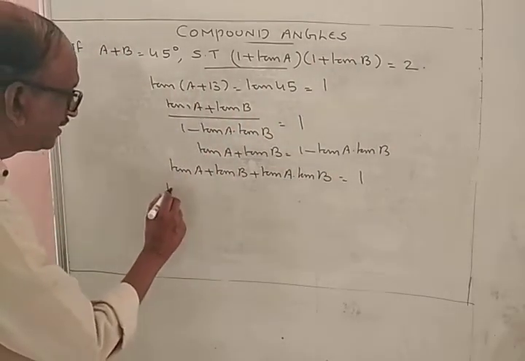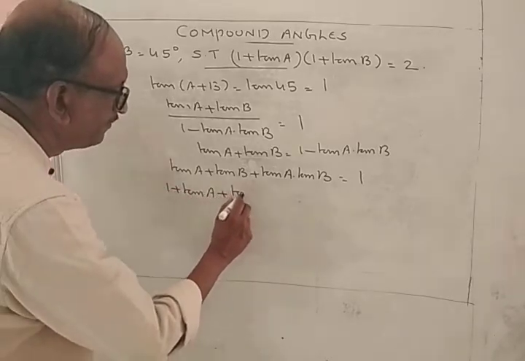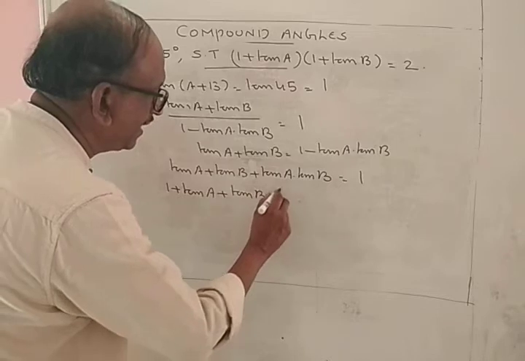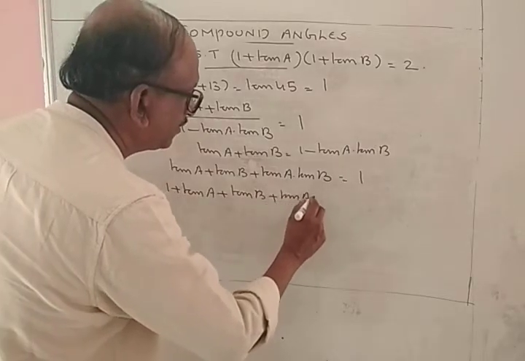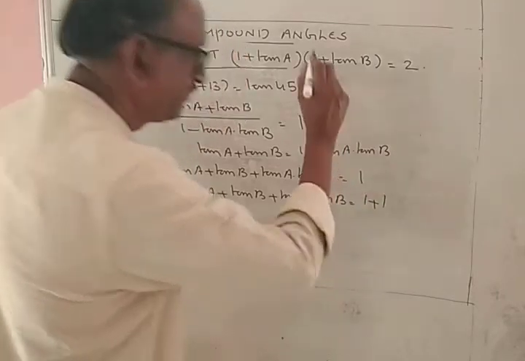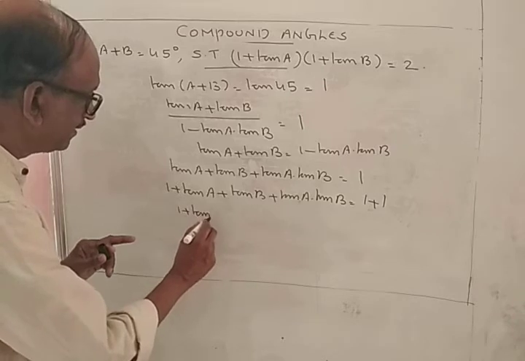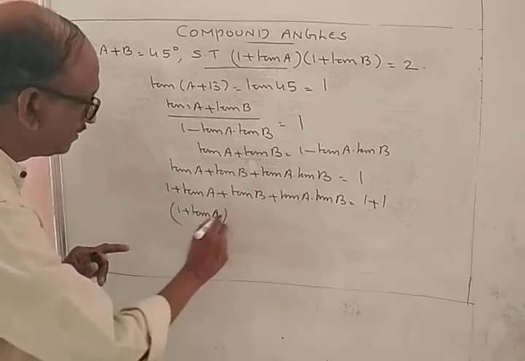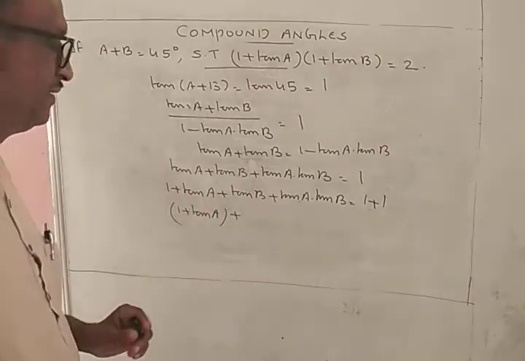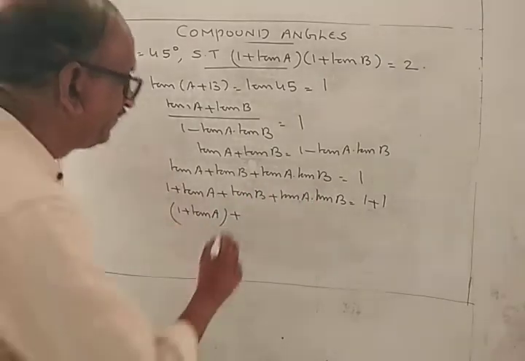Therefore, 1 plus tan A plus tan B plus tan A tan B is equal to 1 plus 1. Take 1 plus tan A. Group 1 and tan A: 1 plus tan A. Then take tan B outside.